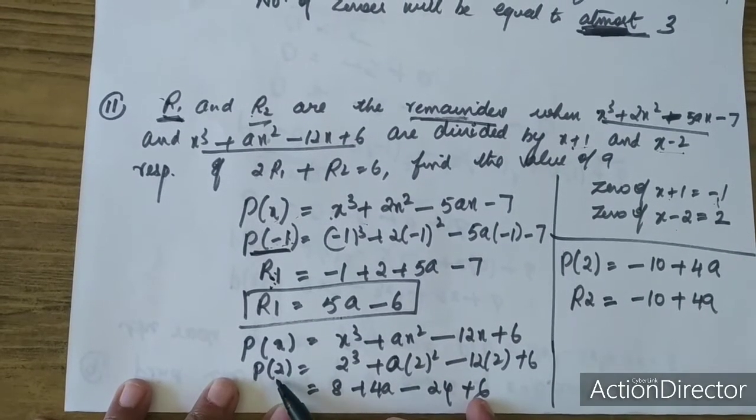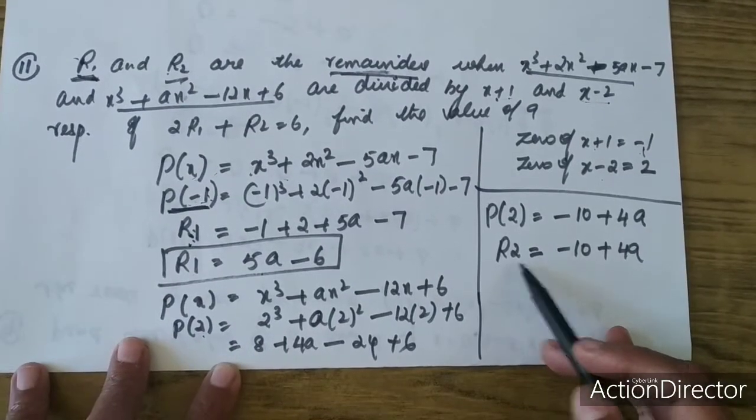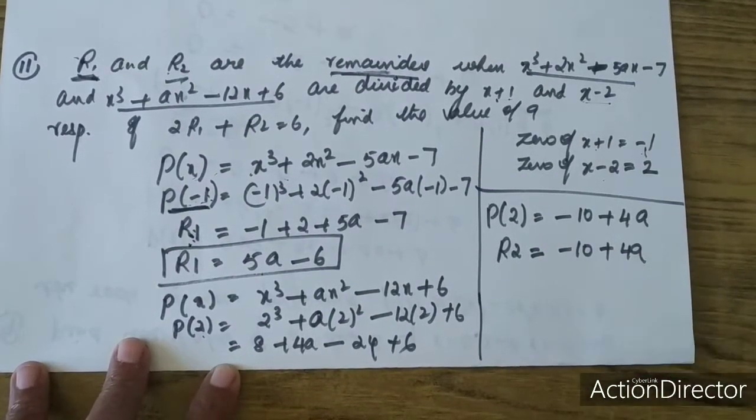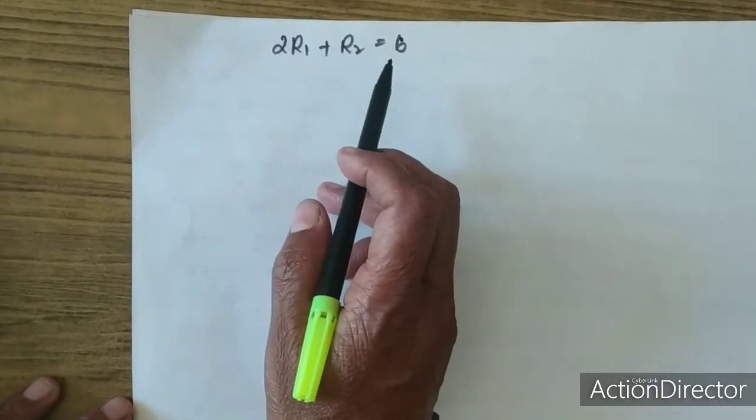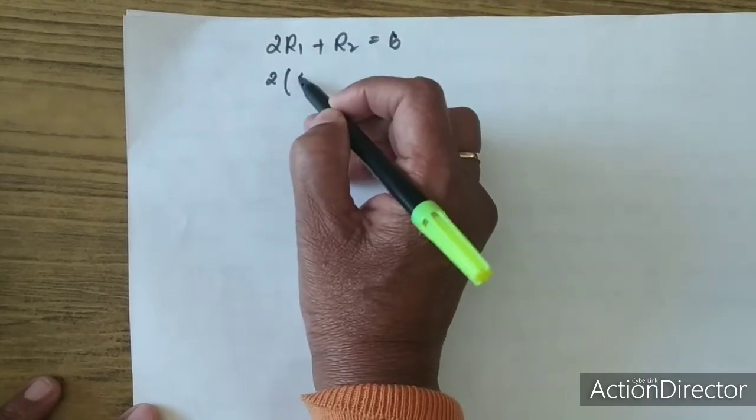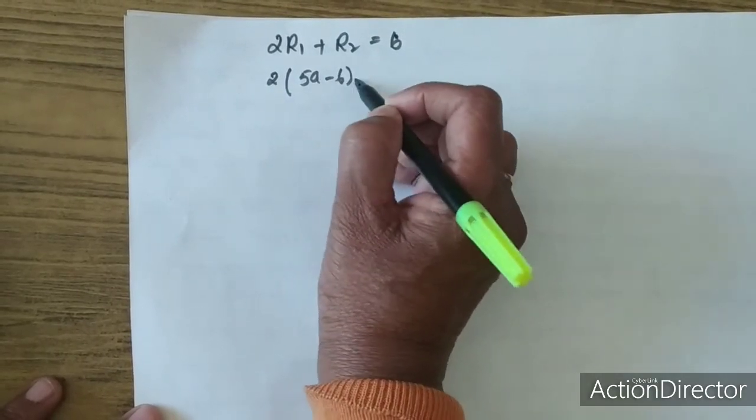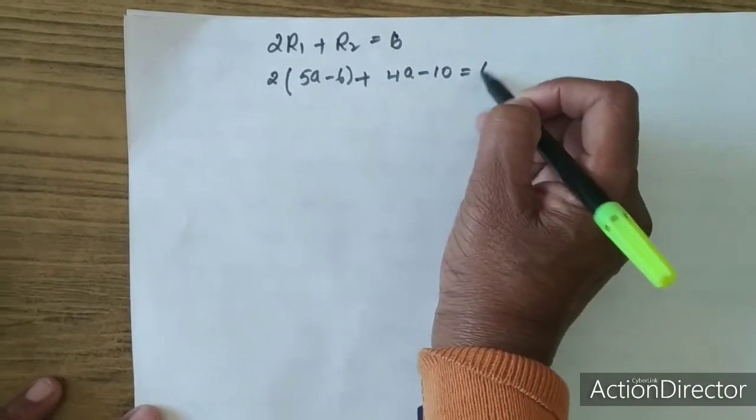Similarly, if you put the value of 2 in the second polynomial, I get the value of R2 as minus 10 plus 4a. It is given in the question 2R1 plus R2 is equal to 6. So 2 into what is R1? 5a minus 6 plus R2, which is 4a minus 10, is equal to 6.